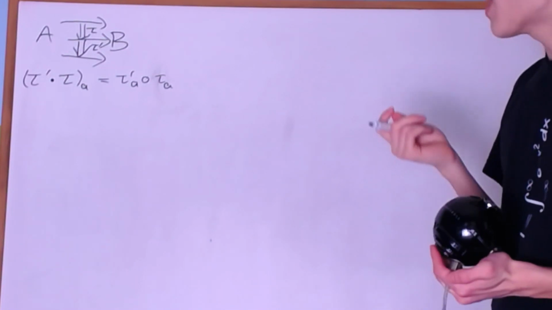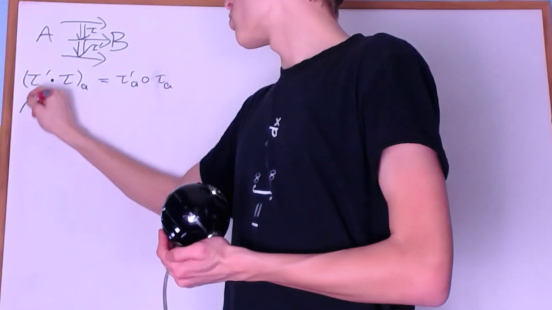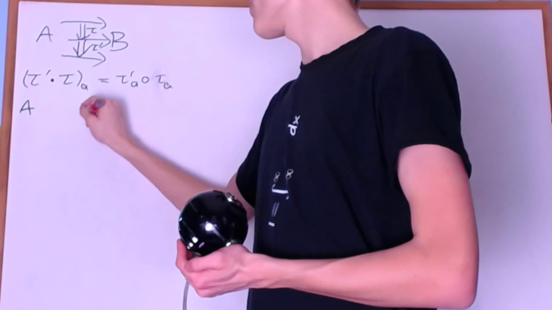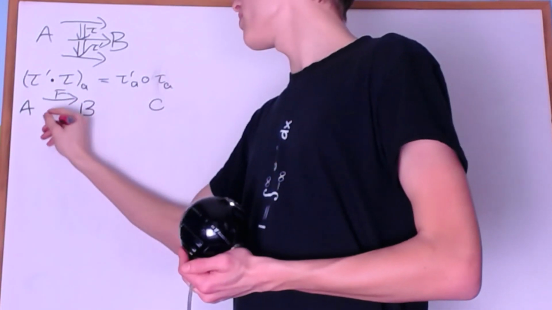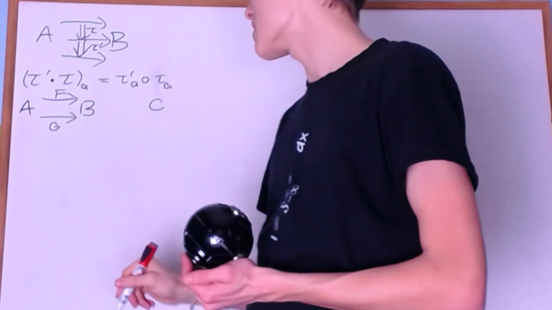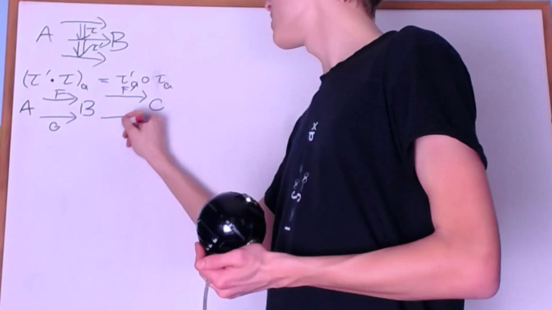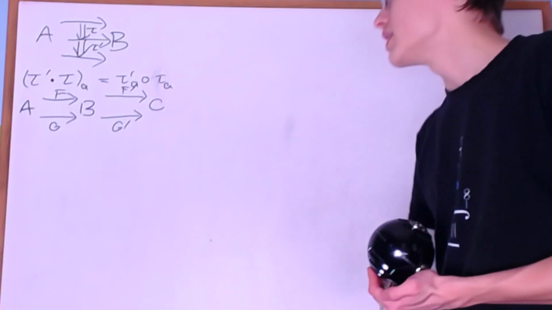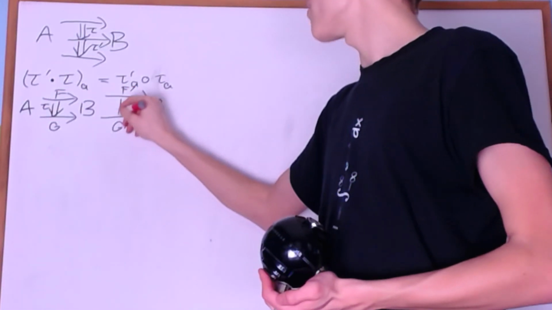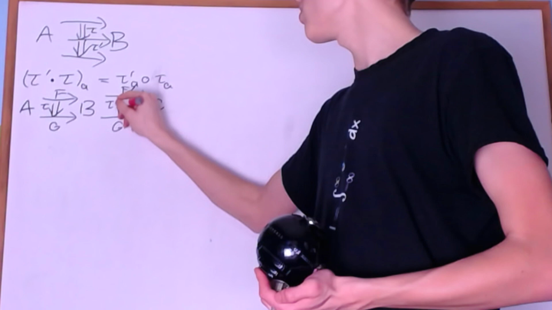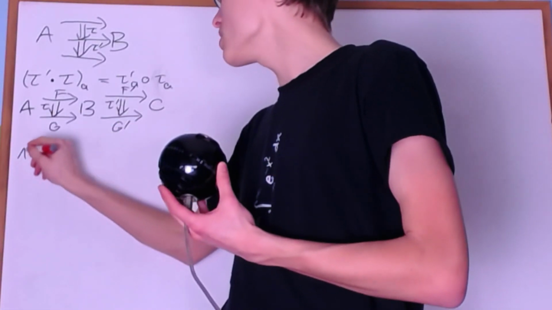Now, what about horizontal composition? So let's be a little bit more descriptive with this diagram. We'll have three categories, A, B, and C, and we'll have a functor f and a functor g between A and B, and a functor f prime and a functor g prime between B and C. Then I can have a natural transformation here, which I'll call tau, and I'll have a natural transformation here, which I'll call tau prime.